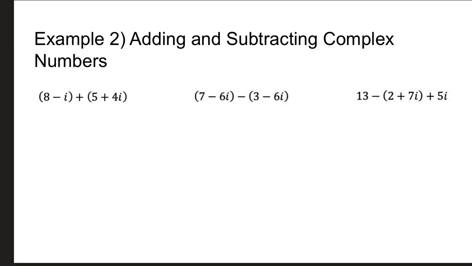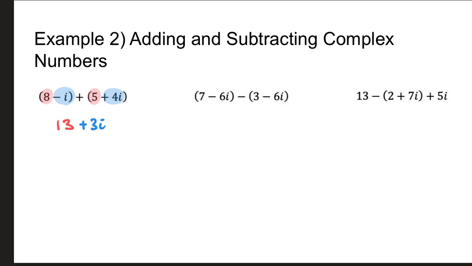Pause the video. All right, so with this first problem, 8 minus i plus 5 plus 4i, we're going to treat the numbers together, and we're going to put the i's together. And we're just going to do the math. So we're going to do 8 plus 5, which is 13. I'll put that in red. 13. And then we're going to do negative i plus 4i, which is positive 3i.